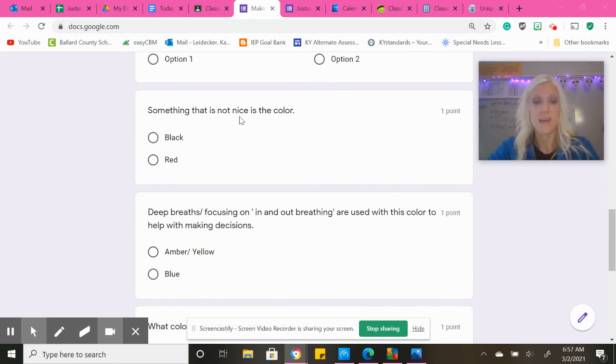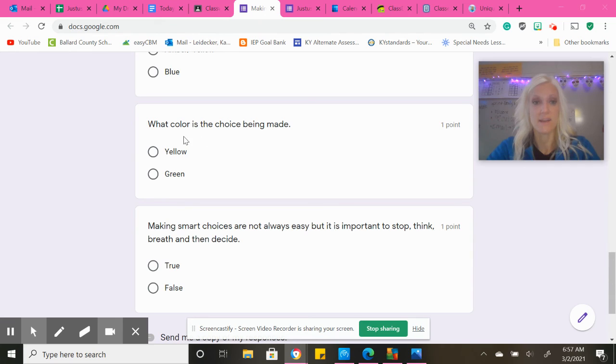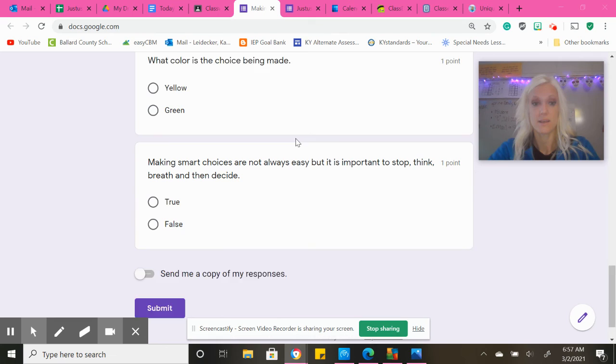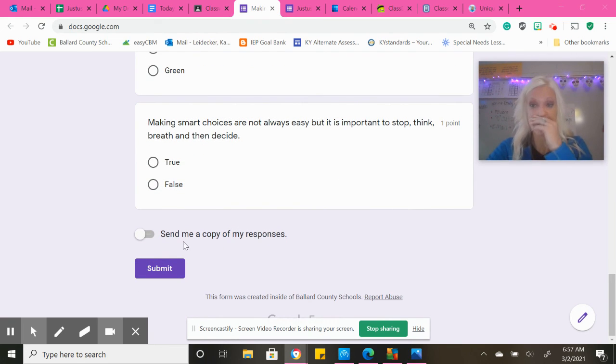Number 6, something that is not nice is the color black or red. Number 7, deep breaths and focusing on in and out breathing are used with this color to help with making decisions. Amber, yellow, or blue. 9, what color is the choice being made? So when you make the choice, is it yellow or green? And then 10, making smart choices are not always easy, but it is important to stop, think, breathe, and then decide, true or false. So you will complete that. Don't forget to submit that.